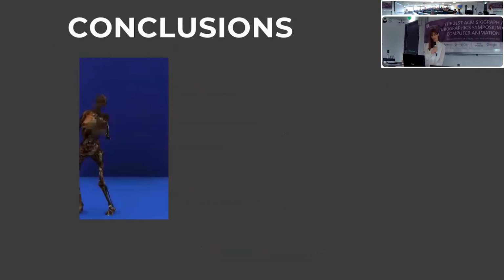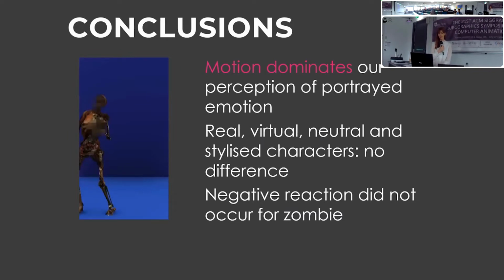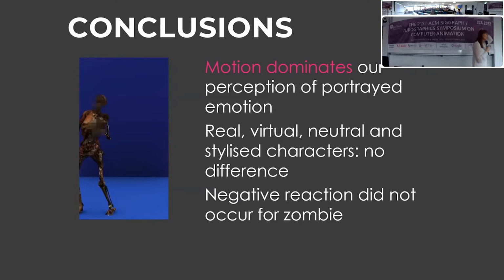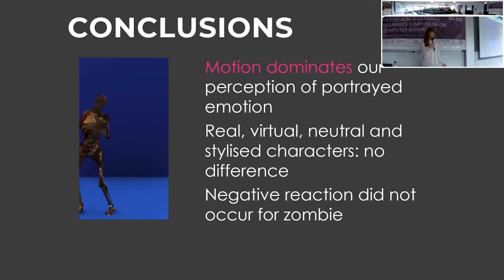Interestingly, we found again that motion dominates our perception of the portrayed emotion. That's why we tried the zombie, because the motion is so rich in information. And again, this goes back to Johansson's experiments. The motion behind the character is so rich in information that it really didn't matter what appearance we applied to it. We were getting the same results, even the subtleties of emotion, the difference between rage and anger, for example, was perceived exactly the same on a zombie character versus a real one. I suppose that was a big surprise to us, that we found no negative reaction to the zombie character, and that everything was being perceived in the same way.